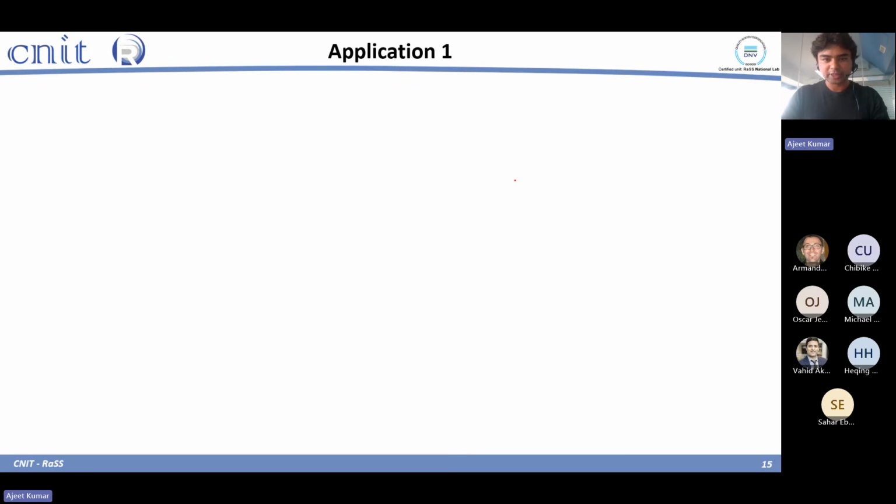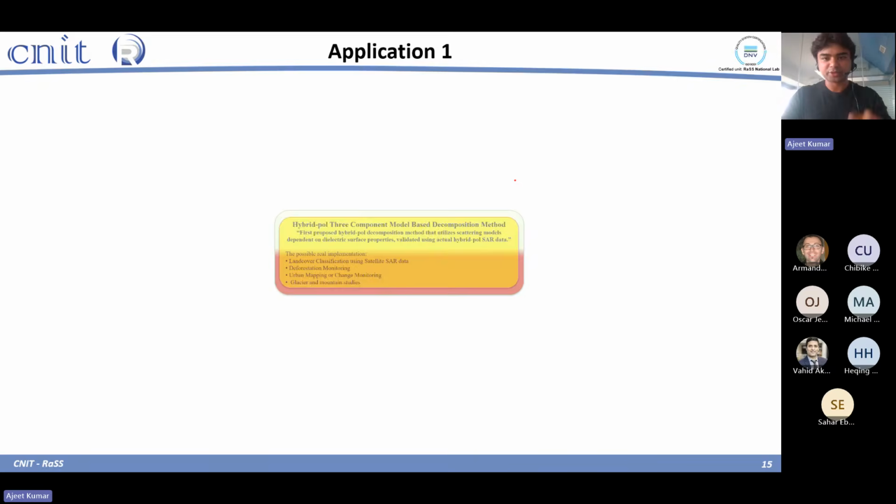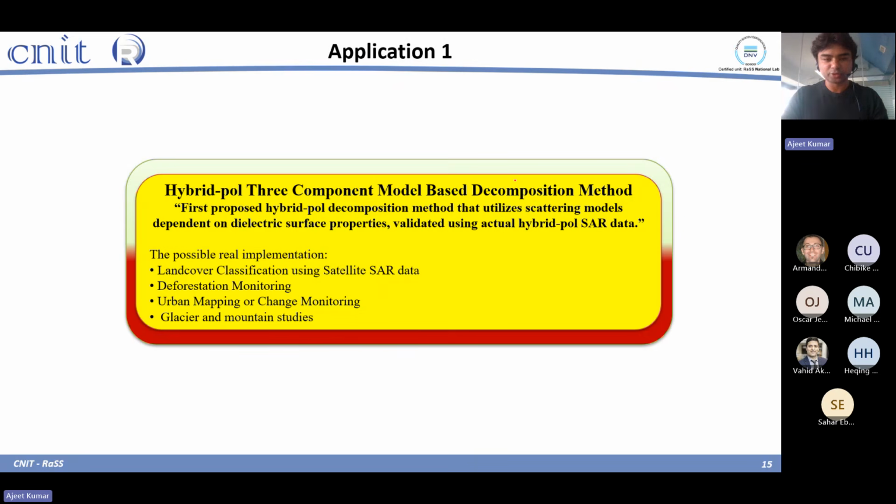So let's talk about the first application based on this mathematical information. We reached the Stokes parameter. Now we'll try to implement that for different applications. The first application will be, let's say, the STM method, which I proposed 5-6 years back, the hybrid pol three-component model-based decomposition technique. It has been modified by many researchers. Now you have 8 or 9 variants of it. But the original one was proposed in 2017 by me, and I'll be discussing that STM method here.